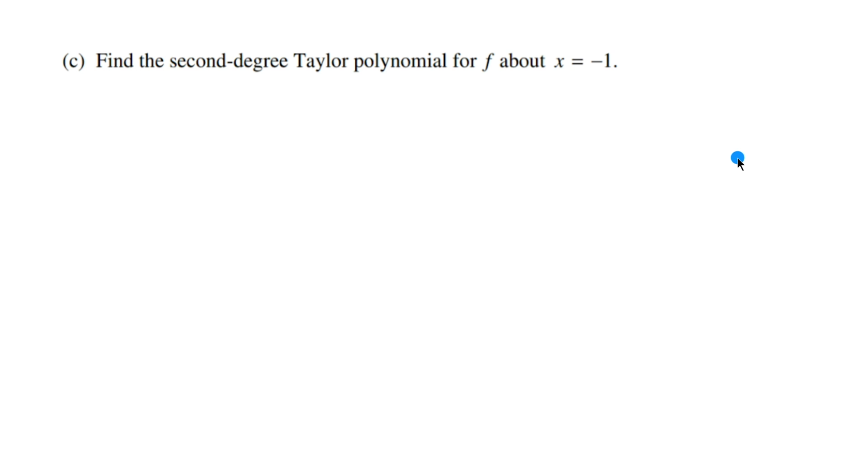Part C asks to find the second degree Taylor polynomial for f about x equals -1. Remember that the general formula for a Taylor polynomial is f^(n)(a) times (x - a)^n over n factorial, where a is the point of expansion and n is the degree. And since the question asks to find the second degree Taylor polynomial, we know that n is equal to 2.